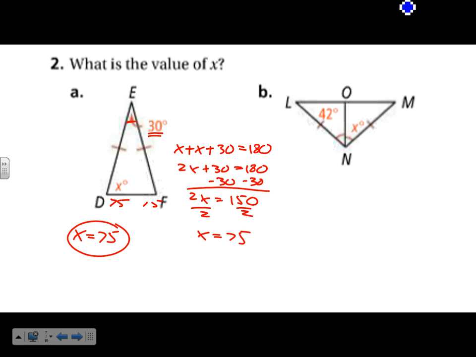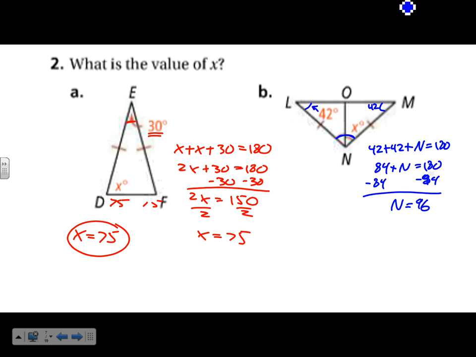So let's see. So this one's interesting. This 42, I'm assuming, is this angle. So that's 42, which means this one has to be 42. So if we do 42 plus 42 plus, it's not x because it's this whole angle. So let's call that angle n is equal to 180. 42 plus 42 is 84 plus n is equal to 180. Subtract 84 from both sides. N is equal to, what would that be, 96?